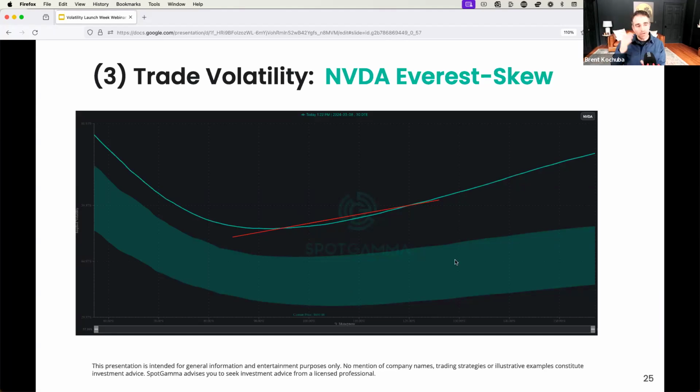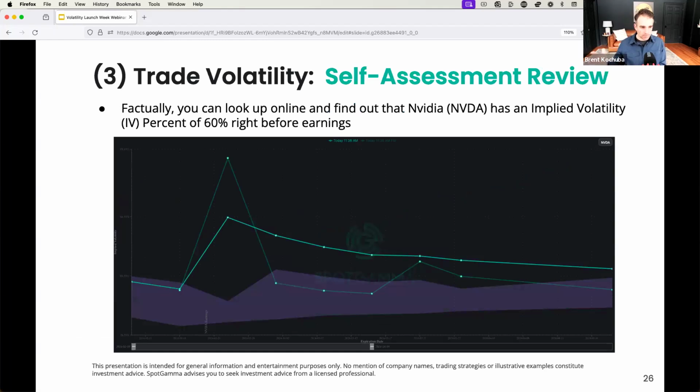Now suddenly you're armed with even more information to say, okay, I got it. Implied vols are very high. There's a very heavy call skew. And now I can look at structuring trades that take advantage of those higher prices, those higher implied vol prices.